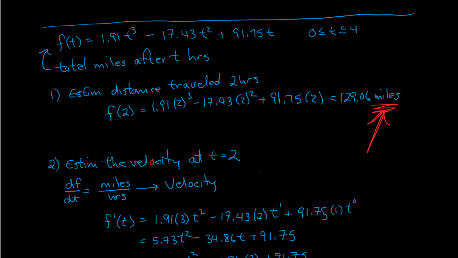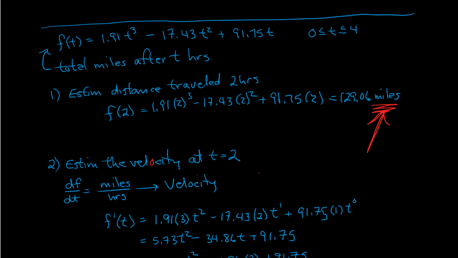A first question that would be a fair one to ask is to estimate the total distance traveled in the first 2 hours. Well, to get the distance traveled in the first 2 hours, we just take the function as it is, substitute 2 in every place there's a t, and work it out on the calculator. What this says is, in the first 2 hours, we've gone basically 130 miles. Well, that makes sense. That's about 65 miles an hour, so that's reasonable on an expressway.